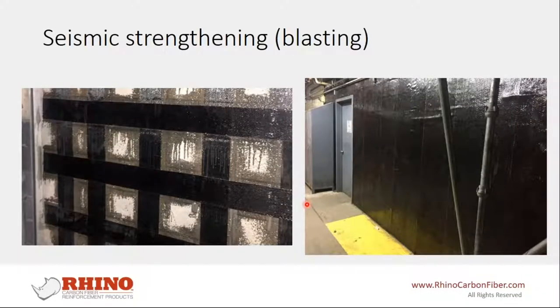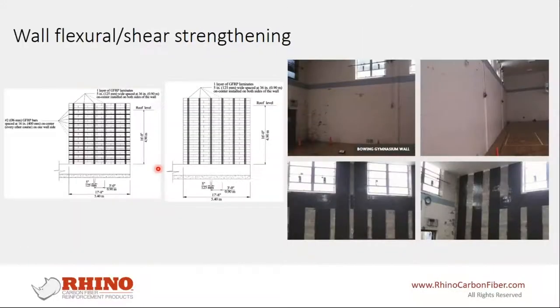And here's the blasting reinforcement. For seismic strengthening or blasting strengthening, you basically run carbon fiber in a very dense pattern so that you can absorb the tensile waves from the blasting. And that will help protect the original structure from being damaged.